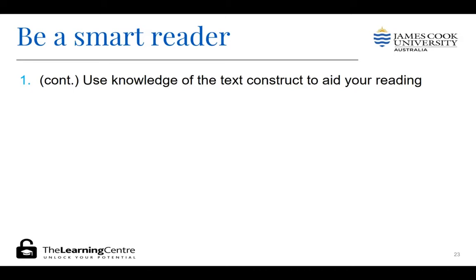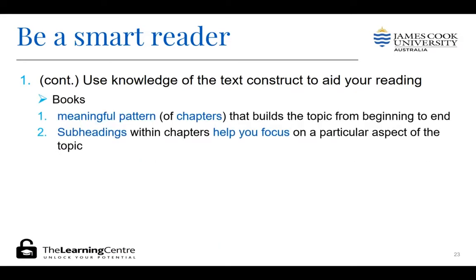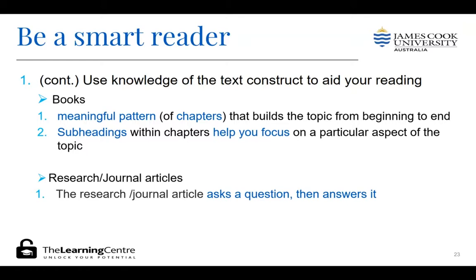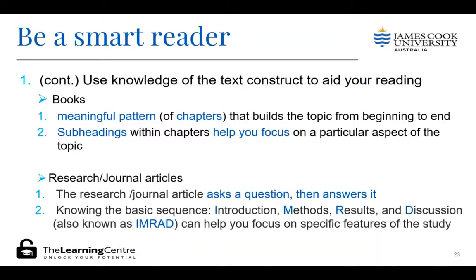To be a smart reader, we also need to use the knowledge in the text to help construct meaning and aid our reading. So in books, we understand that chapters build from the topic from the start of the chapter to the end. There are subheadings which help to focus on particular aspects of the topic, whereas research or journal articles pose a question and then answer that question through research. And so if we understand that the journal article typically follows a basic sequence, it's easier to read.